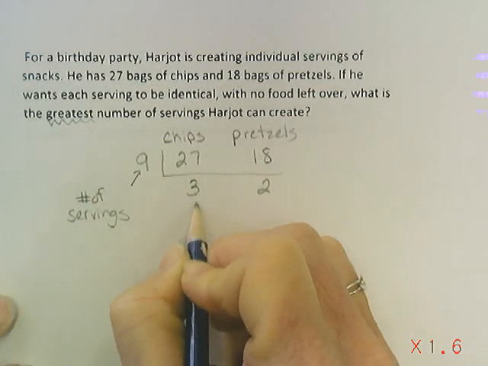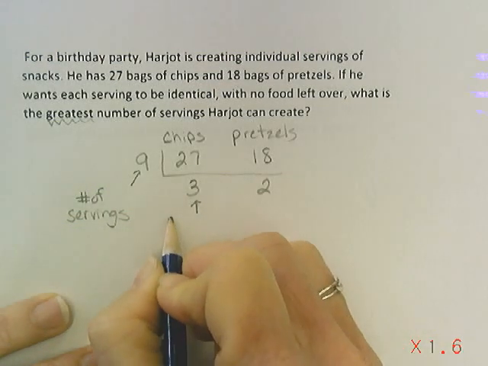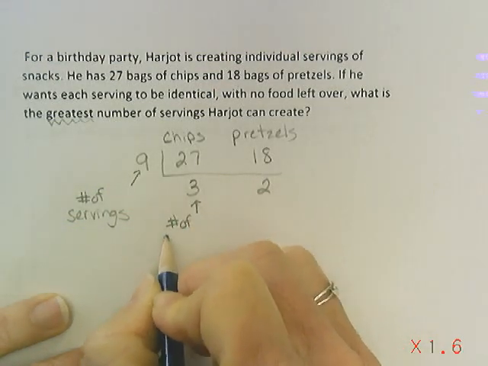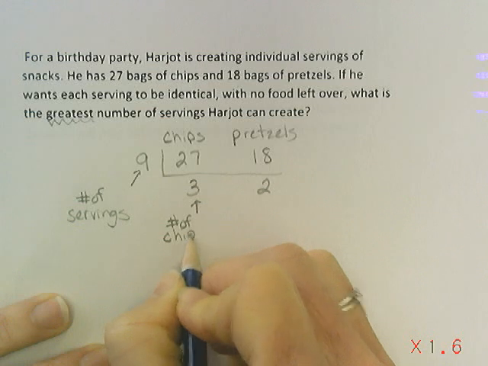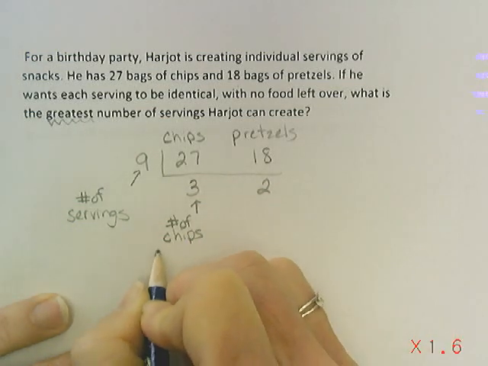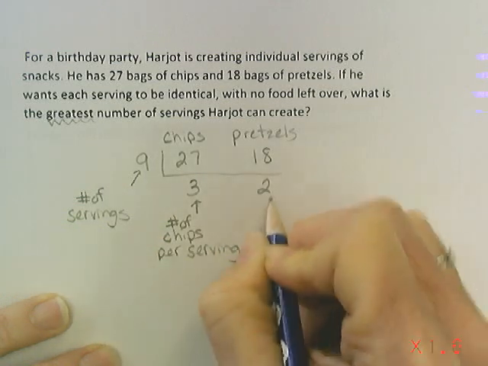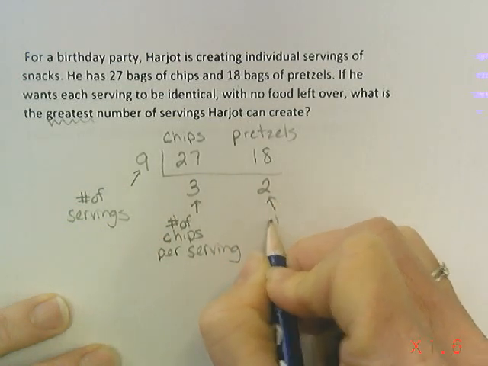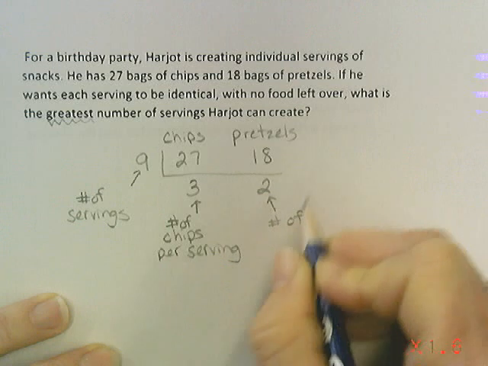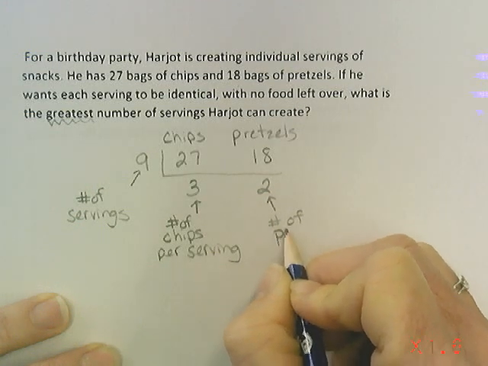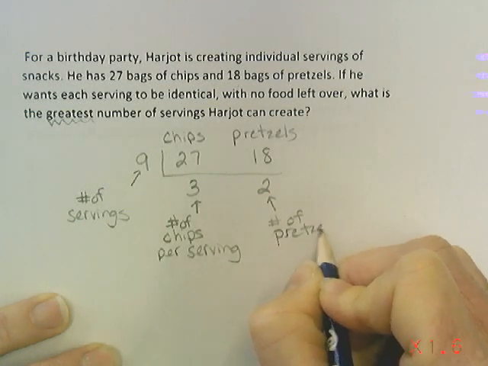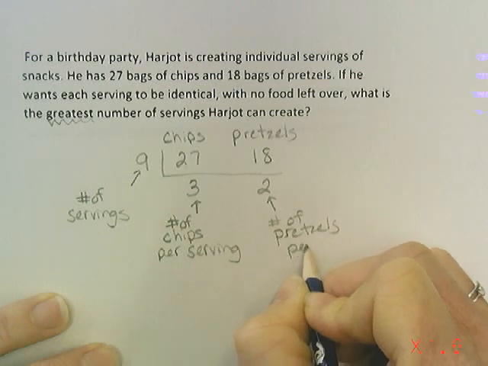And you can see here, this would be the number of chips per serving. So that's 3 chips per serving, or 3 bags of chips. And this 2 represents the number of pretzel bags per serving. And I'll just write pretzels per serving.